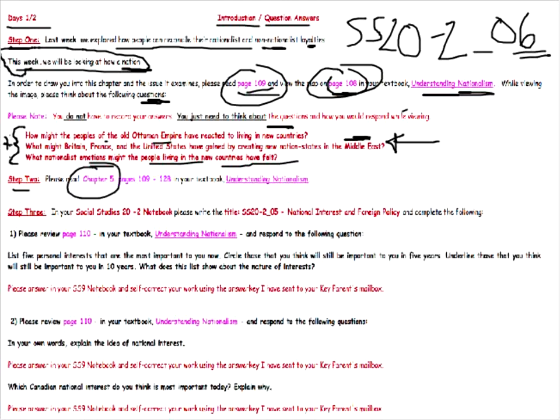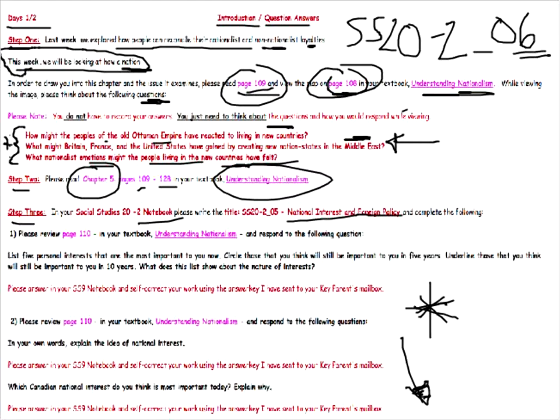Then step 2, I want you to read chapter 5 in your textbook, Understanding Nationalism, on pages 109 to 128. Step 3, in your notebook, I want you to write the title, National Interest in Foreign Policy, and then answer these self-correcting questions written right in your lesson. Now, there's more than this. You will see when you scroll through the lesson. I'm just putting a sample in here. And just follow my instructions.